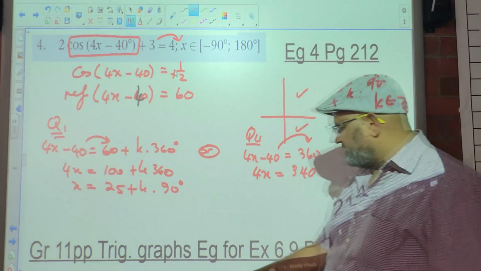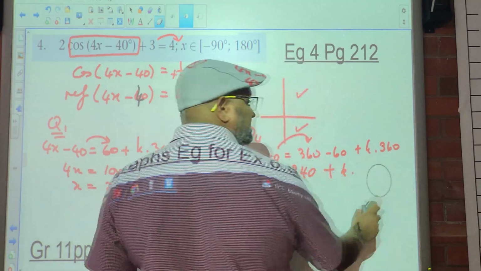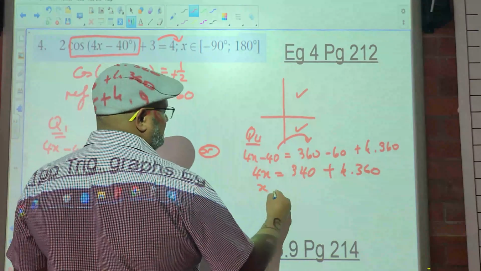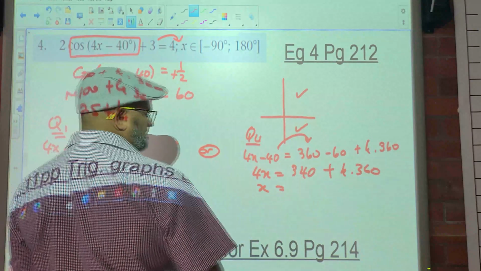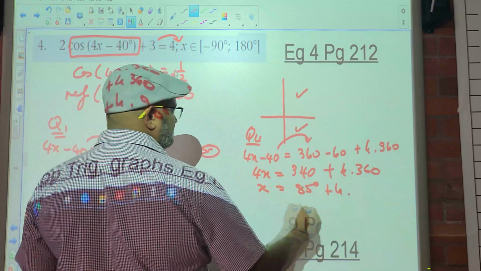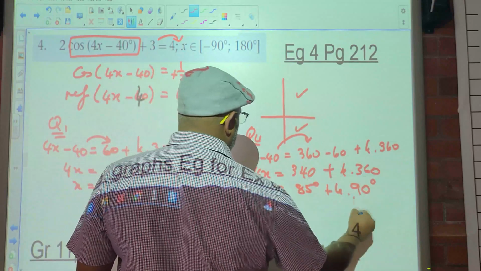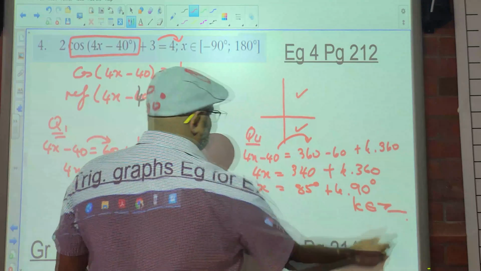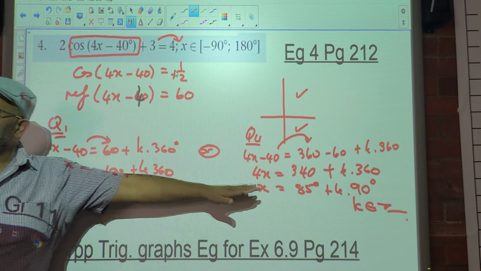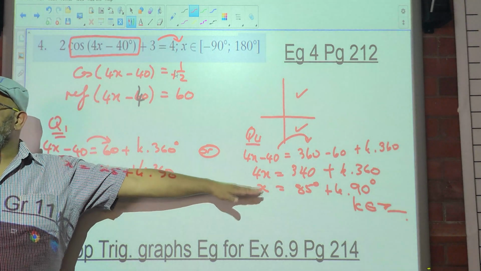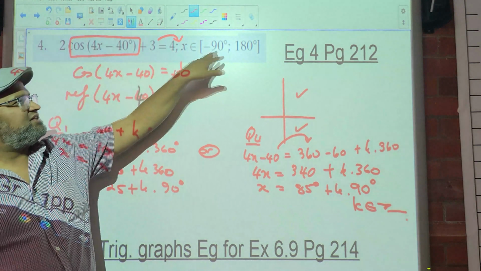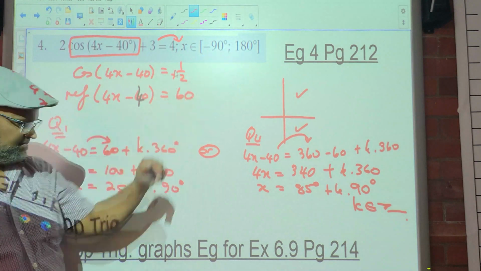where k is an element of integers. Oops, I divided it too early. We're going to have 360 divided by 4. So what's 340 divided by 4? 85 plus k times 90 degrees, where k is an element of integers. But did they ask for the general solution? If they had asked for the general solution, I'd stop here. But the question was for x an element of negative 90 to 180 degrees.